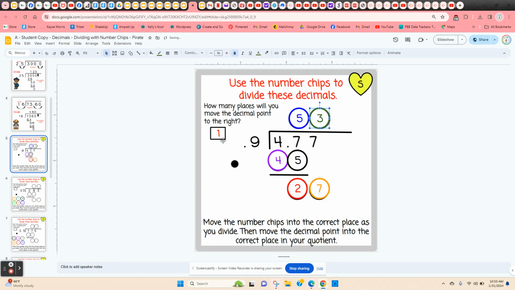Now, because they had to move that decimal point one place to the right, it's now going to be here, and it goes straight up into their answer.